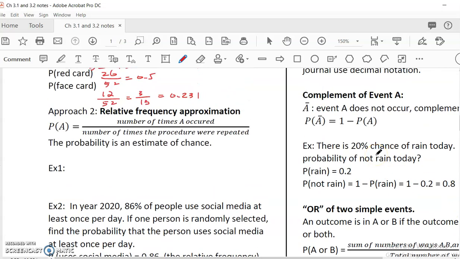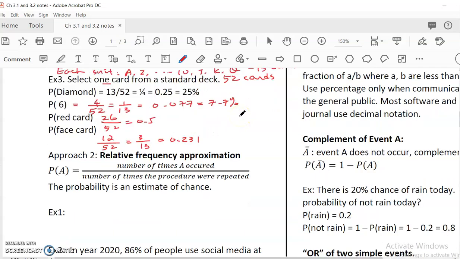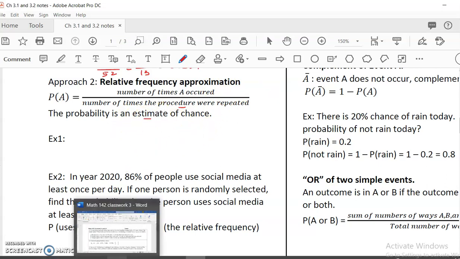What is the second way of calculating probability if you really cannot get your hands on the sample space, not because you can't list all the possible outcomes, but because you don't know if they're equally likely? What you can do is just try. Do the procedure, repeat it, and count the number of times that A occurs. So this probability is an estimate, and we'll talk about why it could be useful.